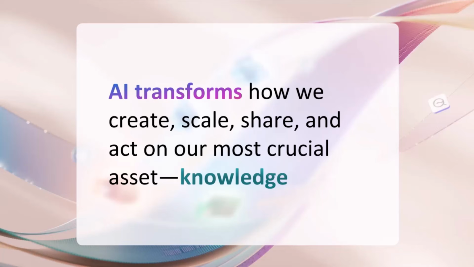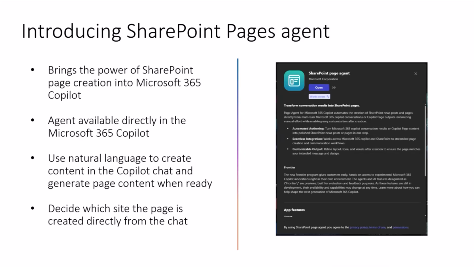And today we're talking about the SharePoint Pages agent. In this case, we are in the AI and in Microsoft 365 Copilot, and from there we can brainstorm the content which we want to use for the SharePoint page creation. And when the time is right, we can use natural language to choose which site we want this page to get created in, and then start the creation process from there. We also have a nice set of future capabilities coming up, which I'm going to walk through after the live demo.